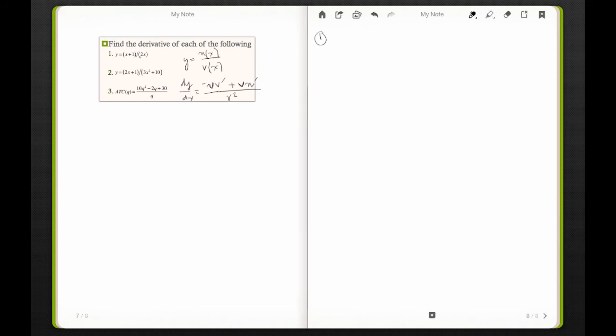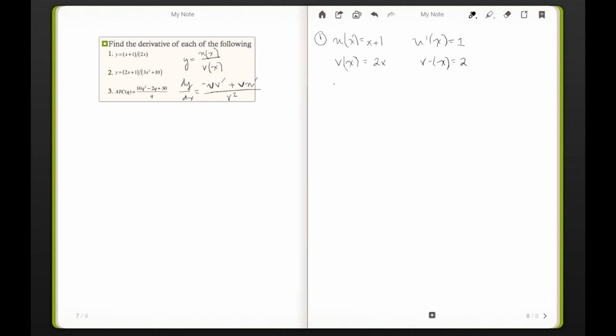y equals x plus 1 divided by 2x. So in this case, my numerator, my top function, my u is x plus 1. My bottom function, my denominator, is 2x. So my u prime x is equal to 1. And my v prime x is equal to 2. So I have everything I need to figure out what the derivative is.